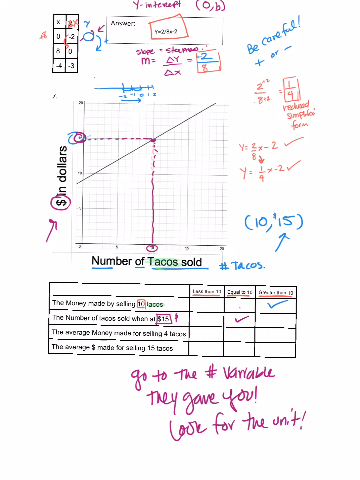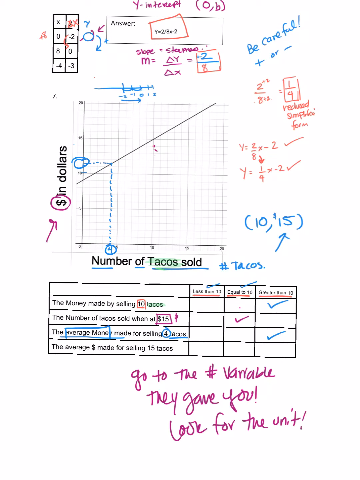Okay. All right, next one. The average money made, so you're looking for the money for selling 4 tacos. Where's 4 tacos at? You have to go to 4 tacos. So go to the number 4. There's 4. And we're going to find what it relates to. Stop right here. Okay, so that's 10, 11-ish, 12 is right here. So is it less than 10? Nope. Equal to 10? Nope. Greater than 10. So when you sold 4 tacos, it was about $11, $12, right? Because you want to know the average money.